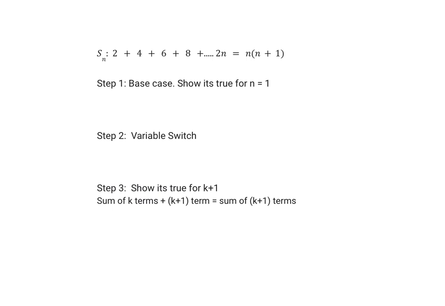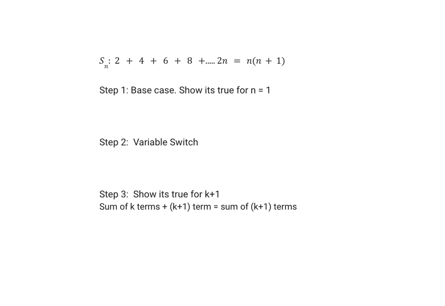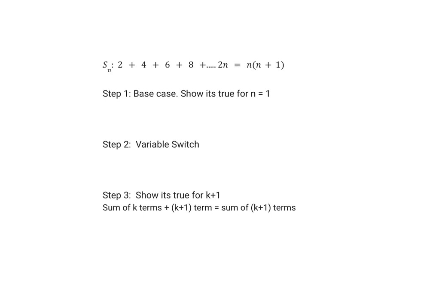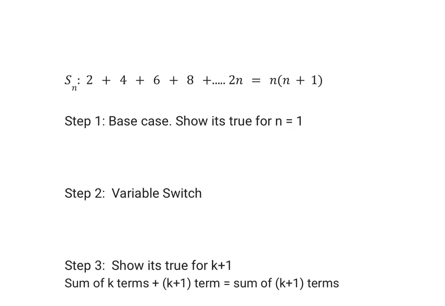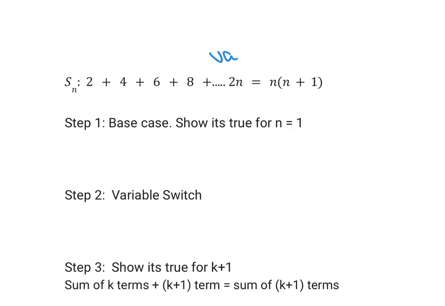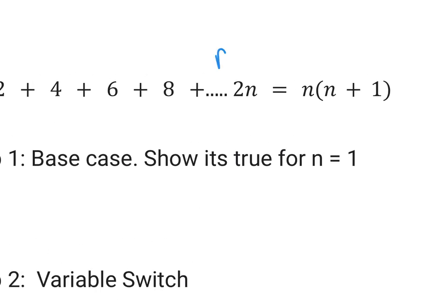All right, we got 2 plus 4 plus 6 plus 8 plus 2n. So again, just a reminder that we've got this summation. This is the value of the nth term, or excuse me, not the value, I'm sorry. It's the rule to find the nth term, right? So this is the rule to find the nth term.